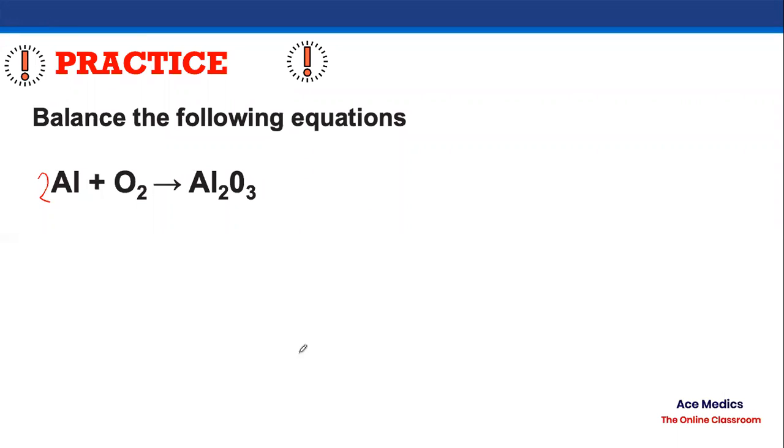Okay, then what can we do? So is that balanced at this point? No, it's not. So what needs balancing? O2 needs balancing. Yeah, the oxygen needs balancing. So how can we try and balance this oxygen?